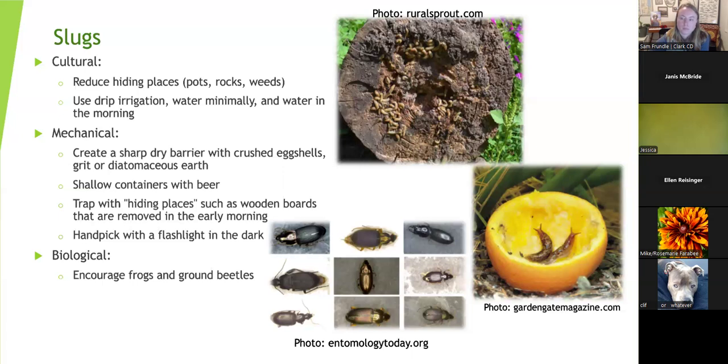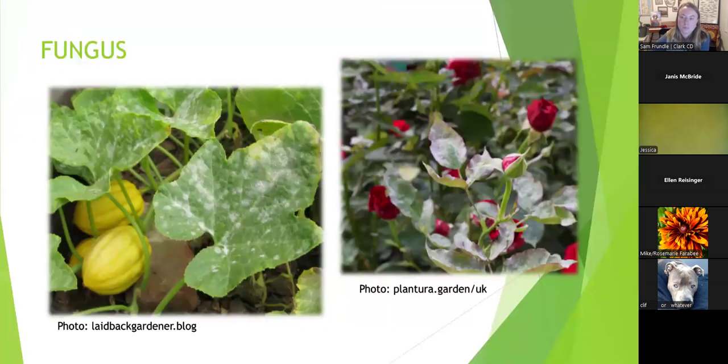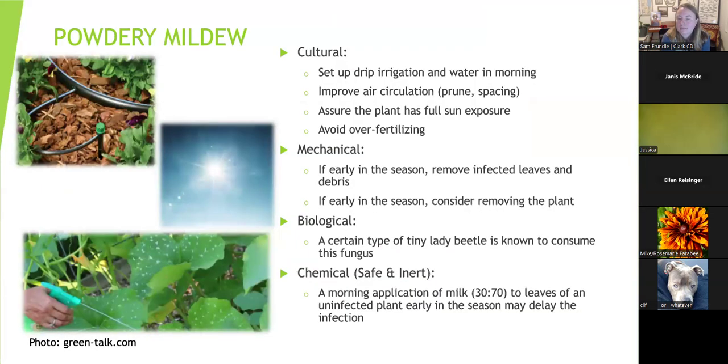All right, so we've got insects and mollusks. Now we're going to talk about fungus. Anyone get this kind of fungus on their plants? This is known as powdery mildew, and it's very prolific, especially late August and September. Pretty much everything's got it at this point. But it does go away in the winter, and then it waits and gives you a nice spring, and then it'll come back again next year.